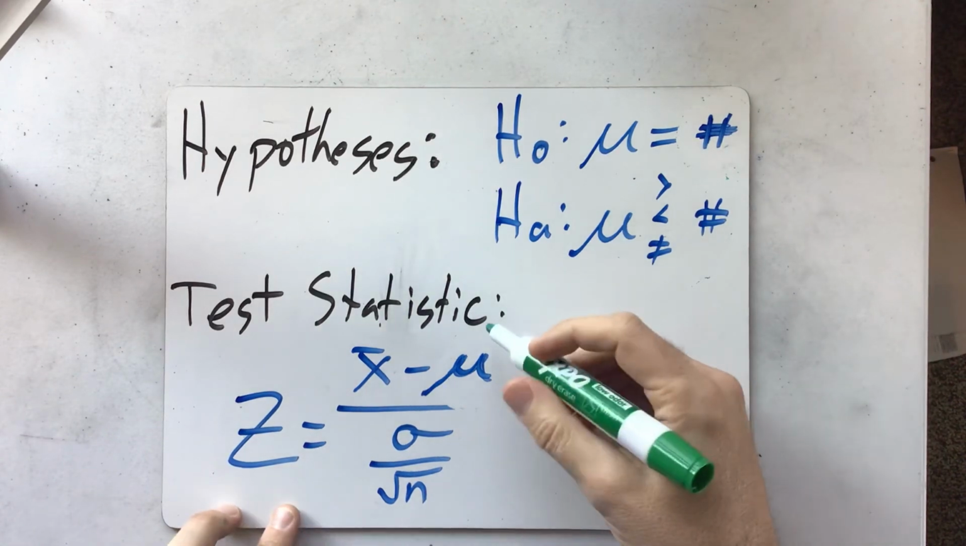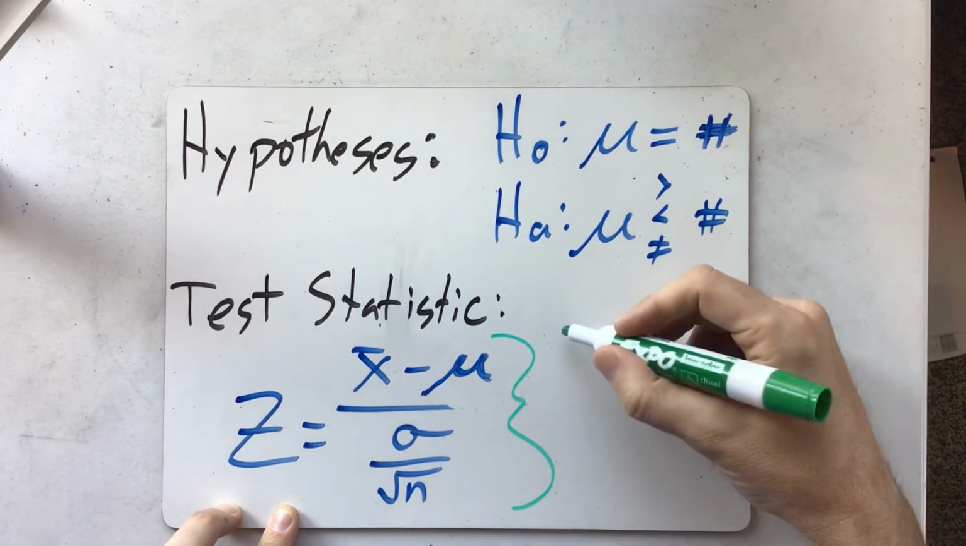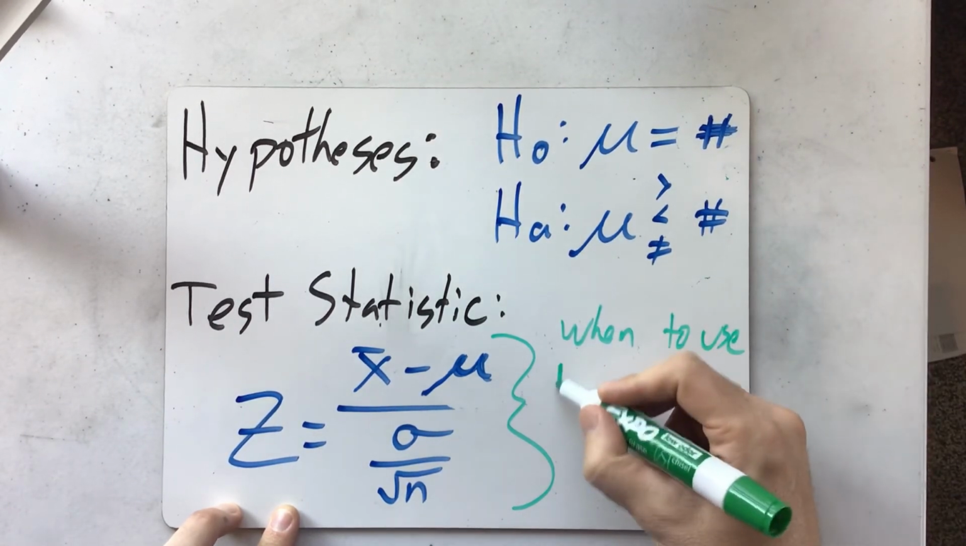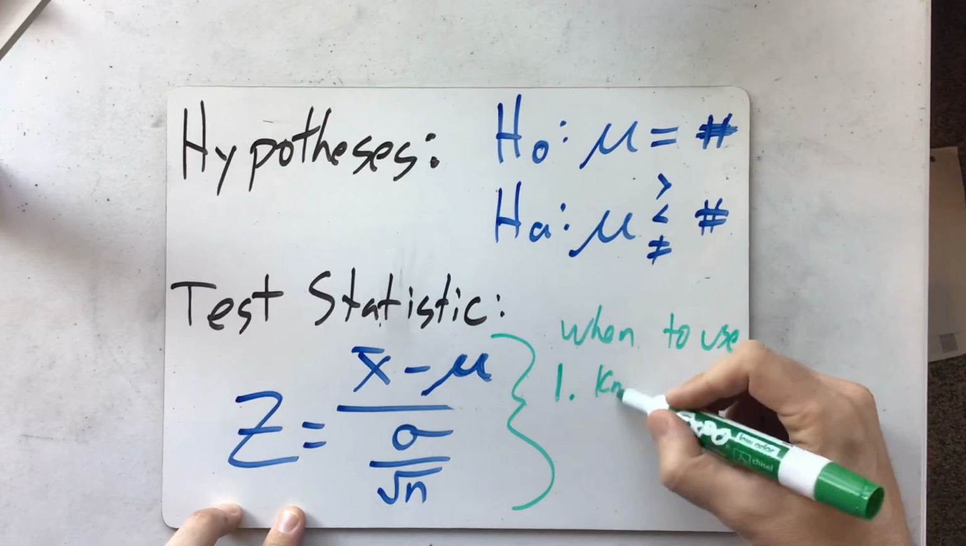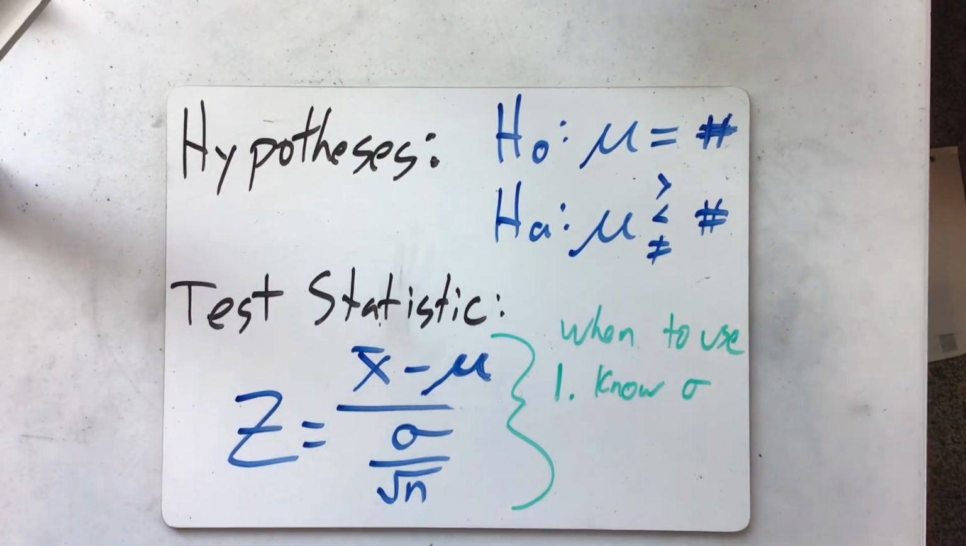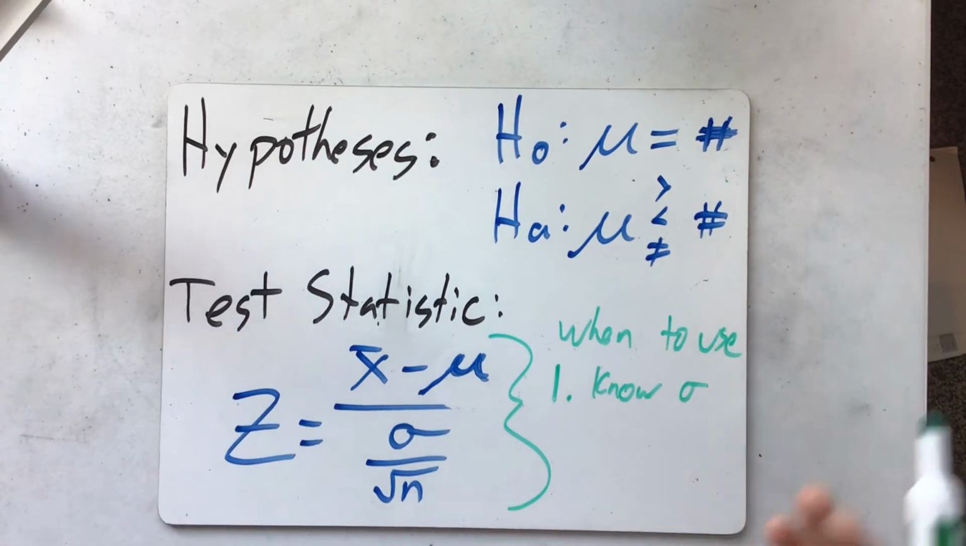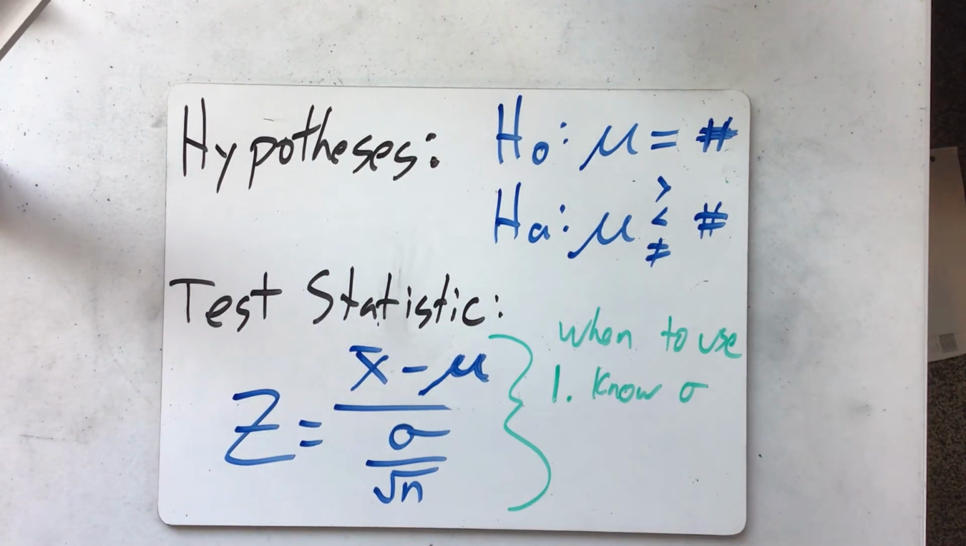There's a good question that's always worth asking: when do we use this? There are two possibilities. One is when you know what sigma is. If you know the standard deviation for the whole population, then this is the formula you're going to use. For example, if you're doing a standardized test like the SAT or ACT or an AP exam, those tests have been done so many times that we know what the standard deviation is for them. So if you know the standard deviation before you start the problem, this is the formula we use.